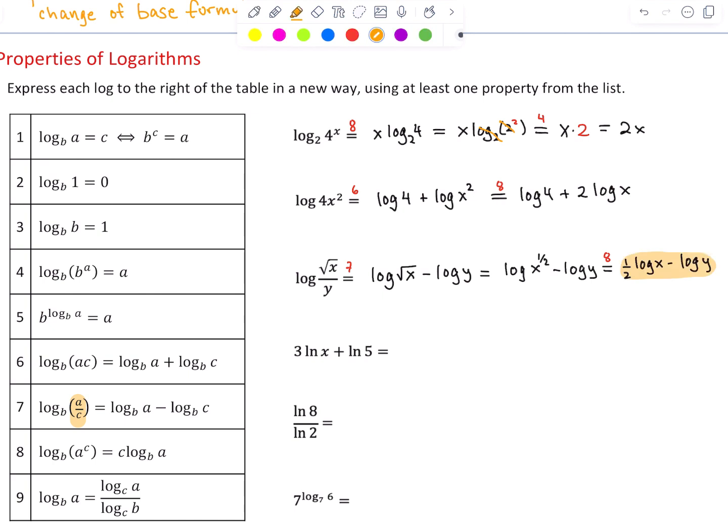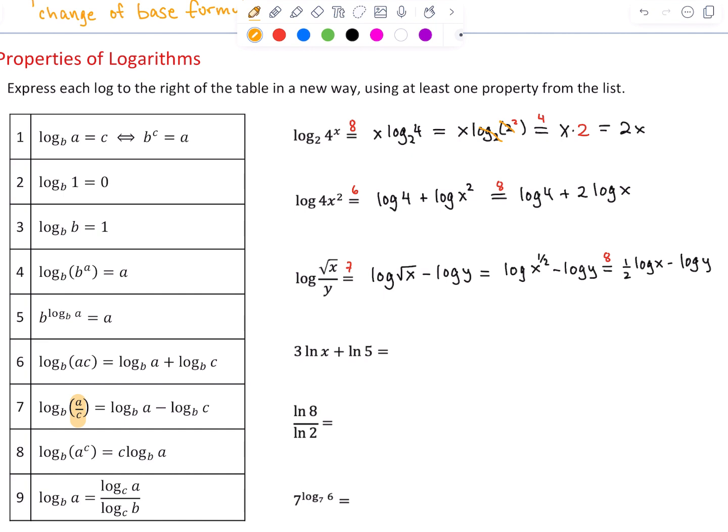Now, if I start with this expression, I can use property 8 backwards to go to this line, and then I can simply interpret x to the 1/2 as square root of x, and then I have a difference of logs that I can use property 7 backwards and condense into a single logarithm. And we want to be comfortable going forwards in this process and going backwards in this process.